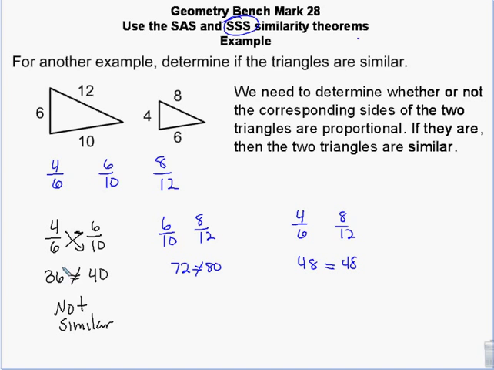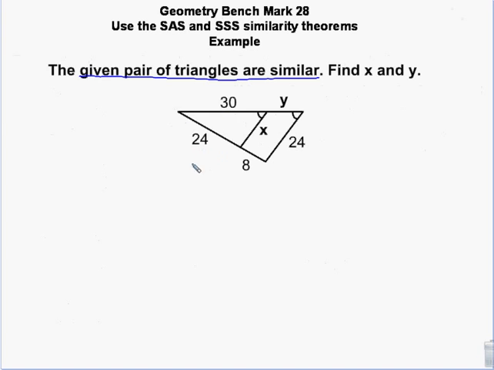But if this one was equal, then you need to try the other two and make sure all three are equal. Because if I had done this first and only this, I would have thought that they were similar. So a not equal, you can stop. But if you keep getting equals, you have to keep going until you've done all three sets. Make sense?